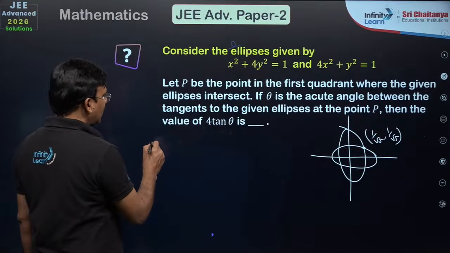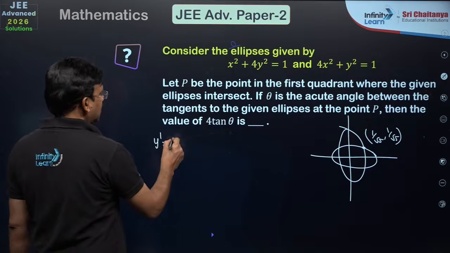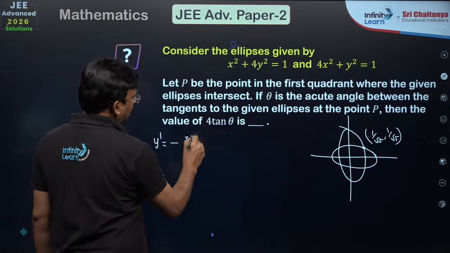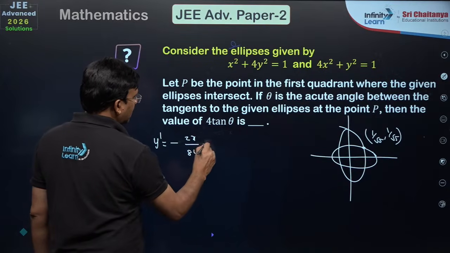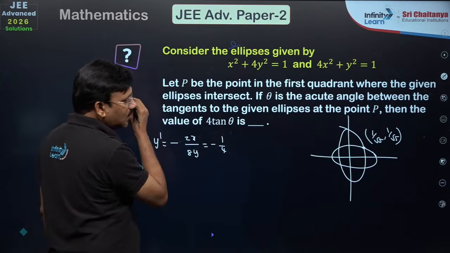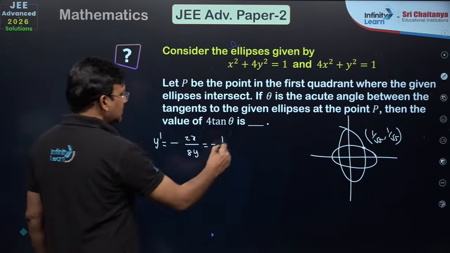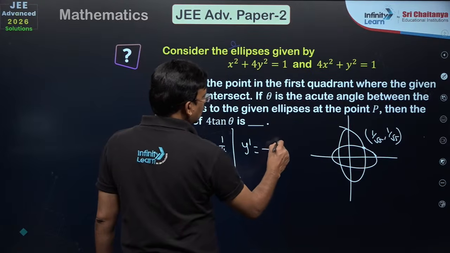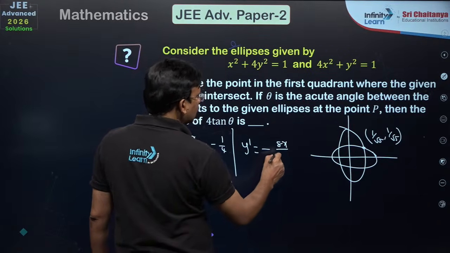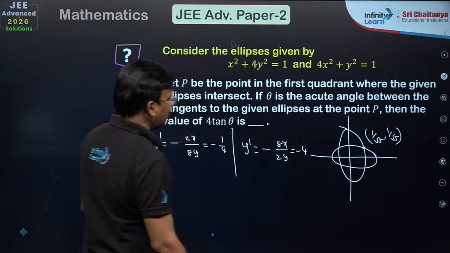For the first curve, the derivative y dash, by implicit differentiation, is minus dou f by dou x over dou f by dou y, which is 8y, which is minus 1 by 4 into, by symmetry x is equal to y, this is the tangent slope. Similarly, for the second curve y dash is minus dou f by dou x over dou f by dou y, which, with x equal to y here, is minus 4.